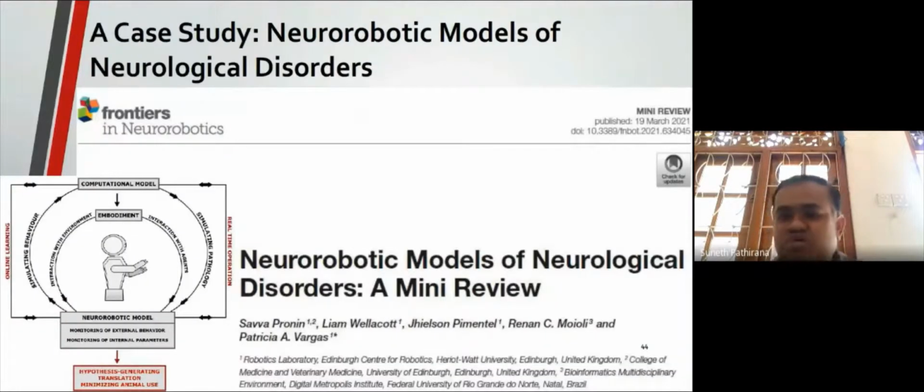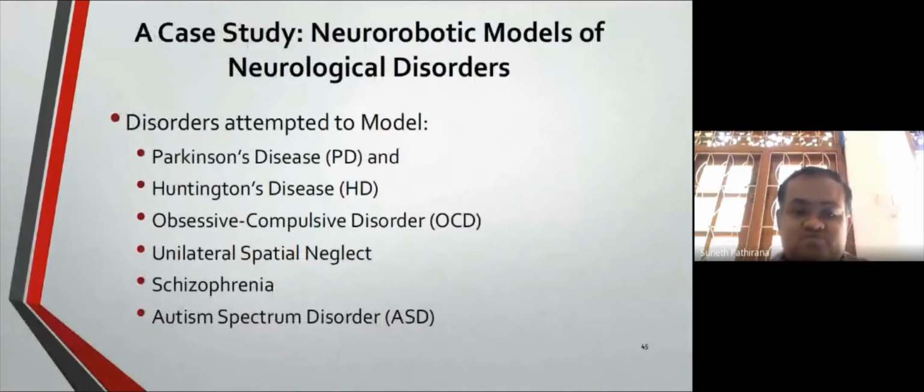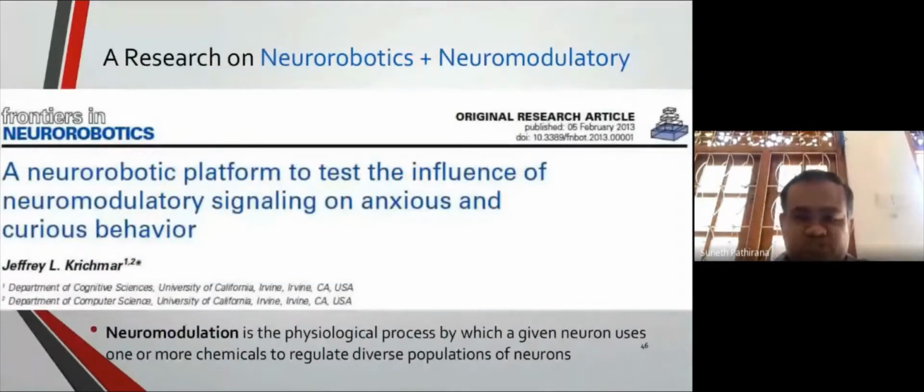And these are the neurorobotic models used for disorder recovery in the medical domain. Researchers have developed neurorobotic models for understanding neurological disorders like Parkinson's disease, HD, OCD, and schizophrenia, which is a psychological disorder, and autism, ASD, like autism-related diseases. And more research is going on.